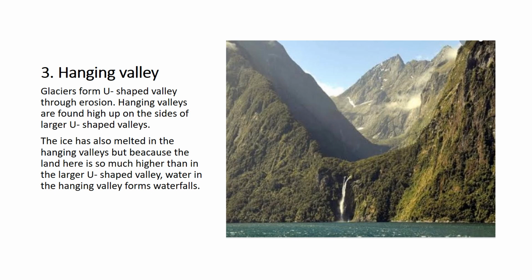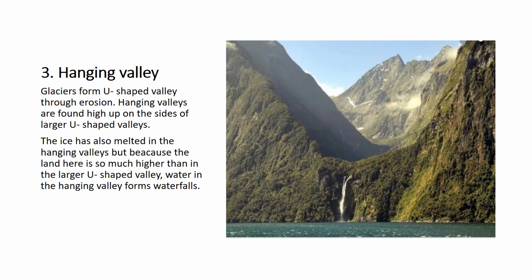The third and last erosional landform is the hanging valley. You can see here a hanging valley. Glaciers form U-shaped valleys through erosion. Hanging valleys are found high up on the sides of larger U-shaped valleys. The ice has also melted in the hanging valleys, but because the land there is so much higher than in the larger U-shaped valley, water in the hanging valley forms waterfalls.